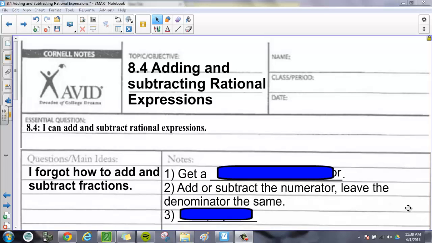Okay, now we're getting into the juicy stuff, everyone. We're going to 8.4, adding and subtracting rational expressions. And by the end of this lesson, you should be able to add and subtract rational expressions, which is a little bit more difficult than multiplying them and dividing them, I feel.